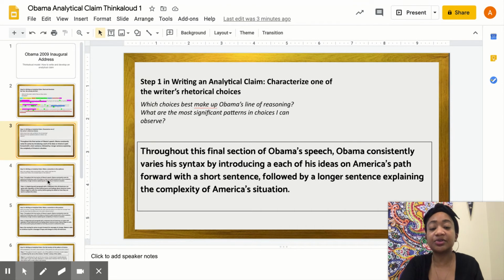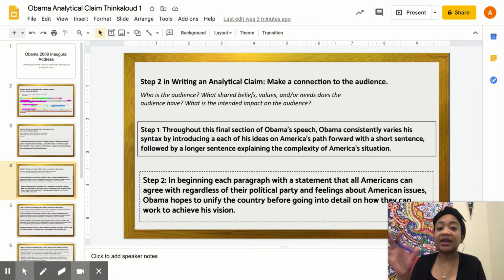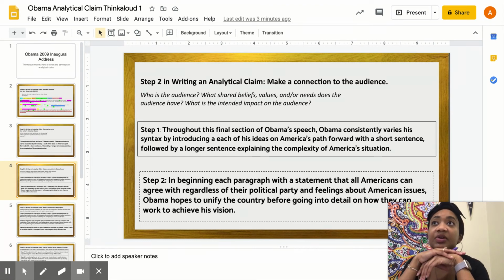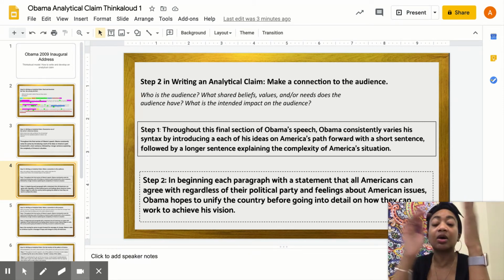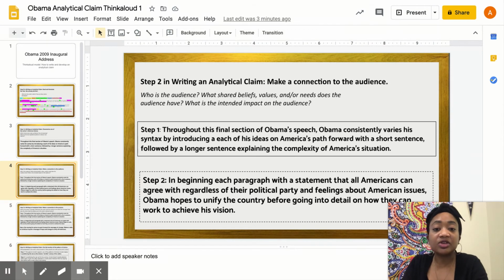The next thing I want to do after I characterize or describe a rhetorical choice is make a connection to the audience. So the first thing I'd ask myself is, who is the audience? Well, we know he's talking to Americans, right? But Americans is kind of vague. So I'm thinking about he's talking to all Americans. This means Americans who voted for him, Americans who didn't vote for him, Americans who are Democrats, Americans who are Republicans, Americans who are for the war in Iraq and Afghanistan at this time, Americans who are against it. And what do those people share, believe, or value, or need at this time?